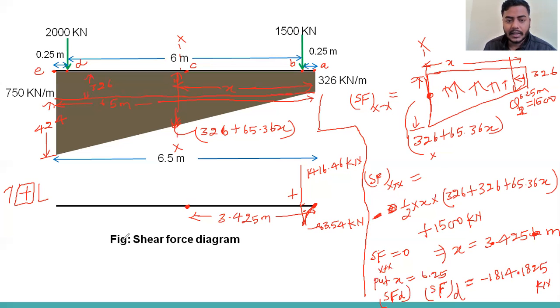See, this shear force diagram is parabolic, not linear. Suppose D point is here. So I'm getting this value, minus 1814.18 kilonewton, and then we meet the point from here to here. This should not be linear.